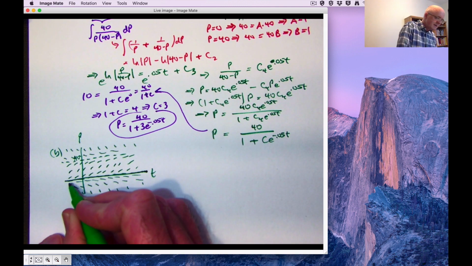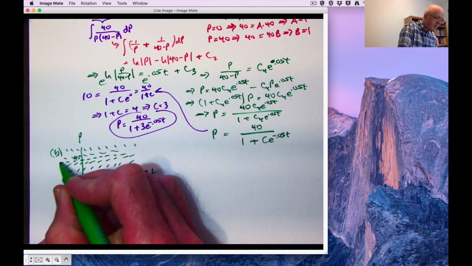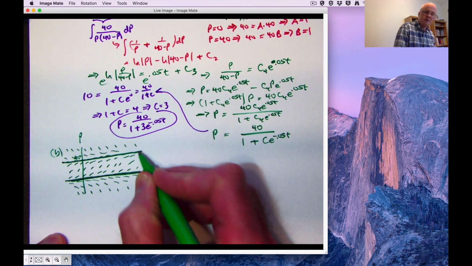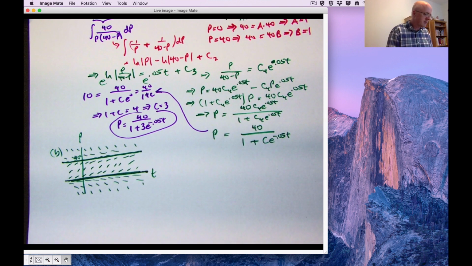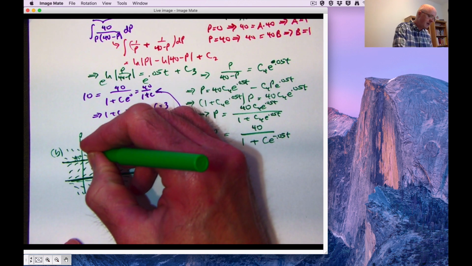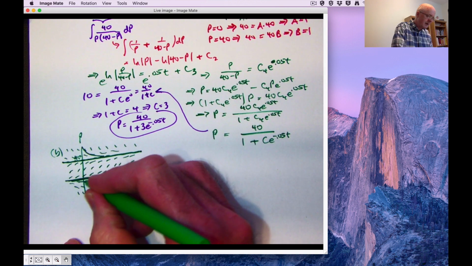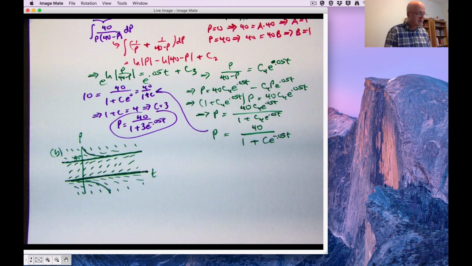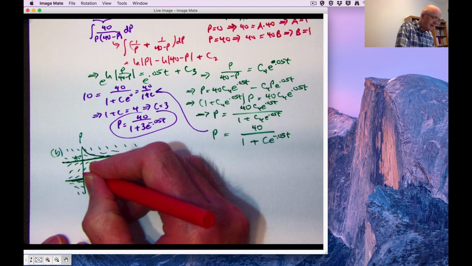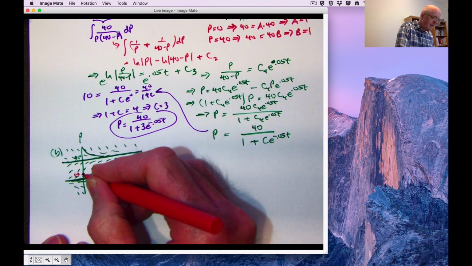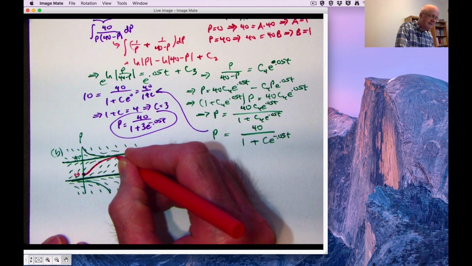So solutions are, for example, 0, 40. Those are two constant function solutions called equilibrium solutions. Solutions up here go down. Solutions down here go down. The most interesting ones, most relevant ones for us are in the middle and with an initial condition of 10. The solution, which must follow the slope field, looks about like this.